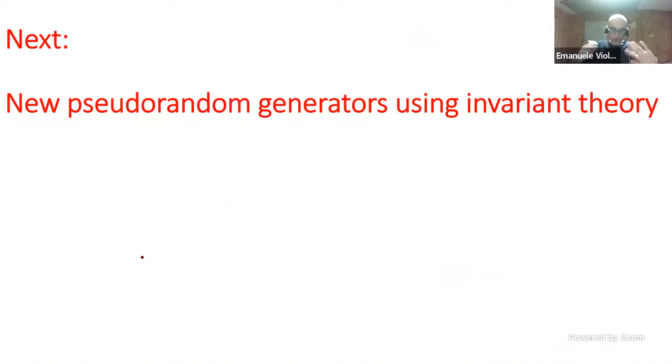Okay, so now I want to talk about a recent result about a new approach to construct pseudorandom generators using invariant theory and other things. So let's move to that, and let's see where we get.